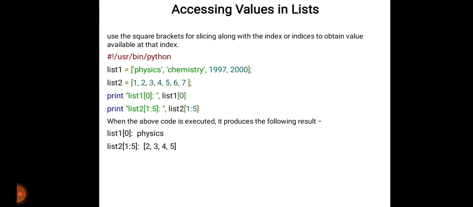So list1[0] is physics, and list2[1:5] means 2, 3, 4, 5 like this. This is accessing values.